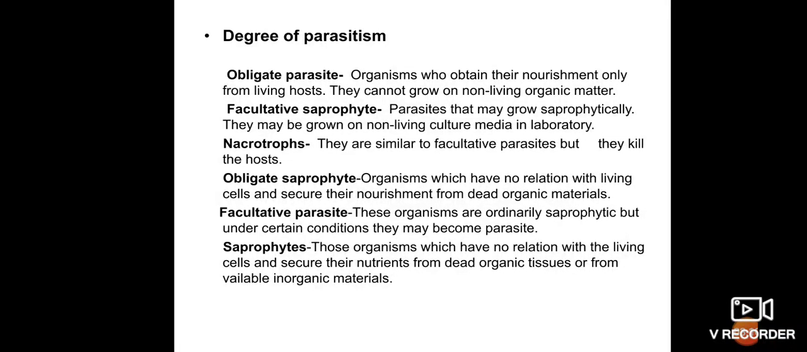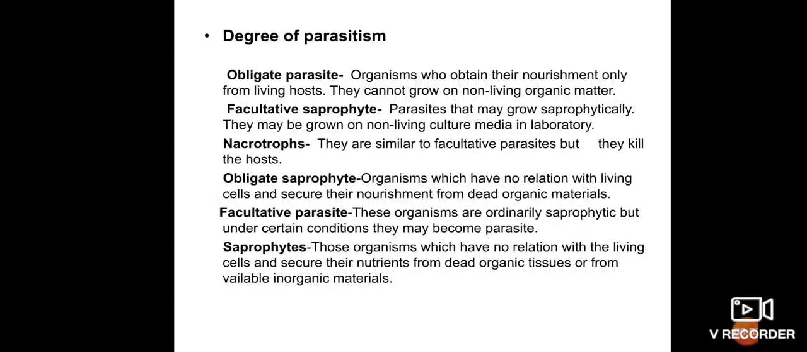Second one is facultative saprophyte. Facultative saprophytes are those parasites that may grow saprophytically, and they may be grown on non-living culture media in the laboratory. Next is necrotrophs. Necrotrophs are similar to facultative parasites, but they kill the host. Next is obligate saprophyte. Organisms which have no relation with living cells and secure their nourishment from dead organic materials.